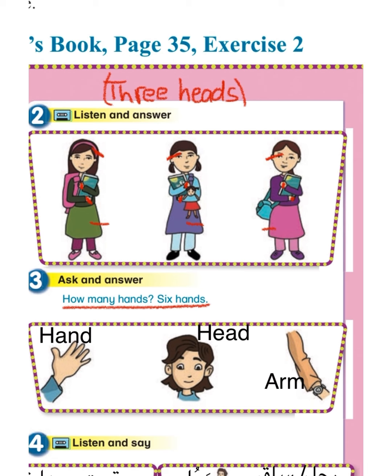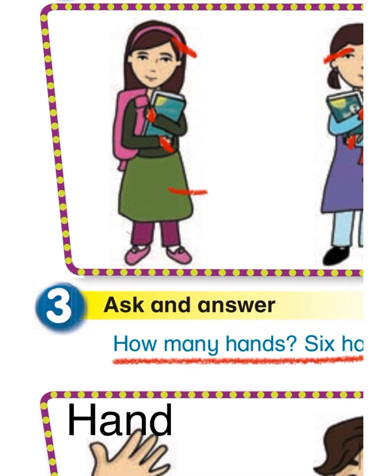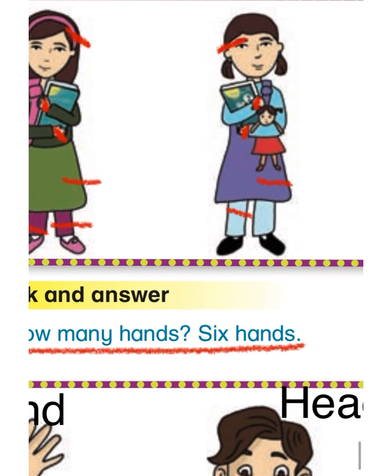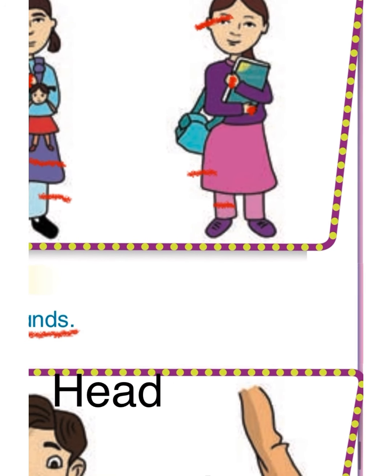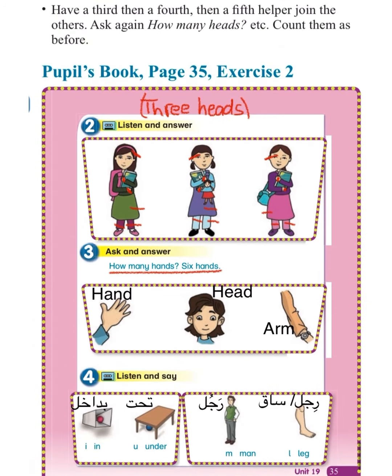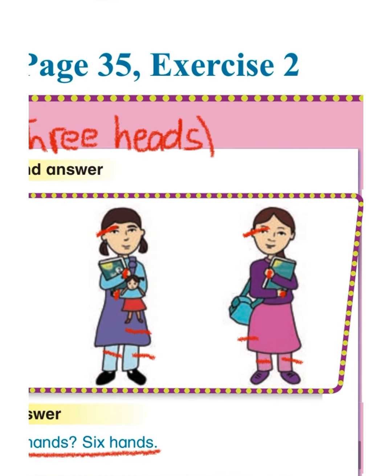How many legs do we have? كم عدد الساقات الموجودين؟ الأرجل من فوق لتحت. Let's count them. 1, 2, 3, 4, 5, and 6. Excellent. 6 legs. S-I-X. Legs. L-E-G-S.